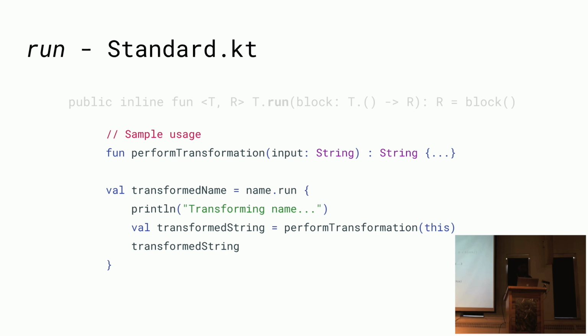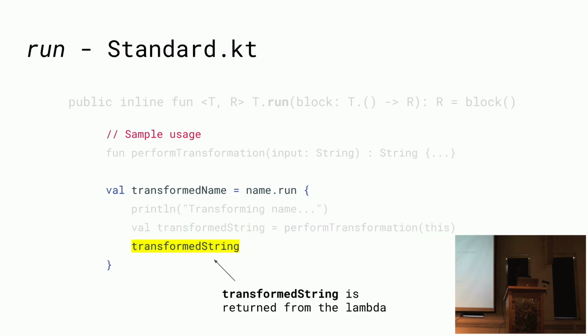And a sample usage here is, say we have a method to perform transformation and we want to run it on a variable called name. We run it, and then in this scope, in this block, we have access to the name as this. So we're in the context of this class itself, the class String in this case. So we can do everything that we would normally do with a string, and we'll reference it with the this keyword. And the interesting thing about this is that the return type is whatever is last in the code block. So in this case, the return type is String, which is the transformed one from the operation we did there.